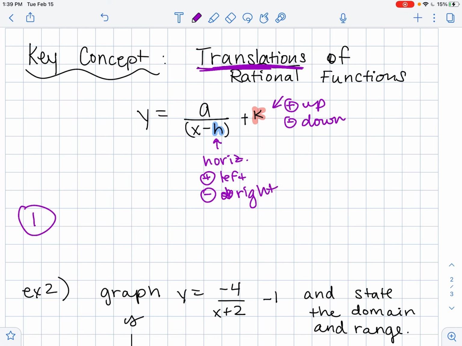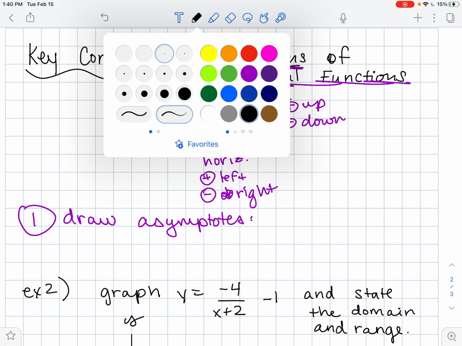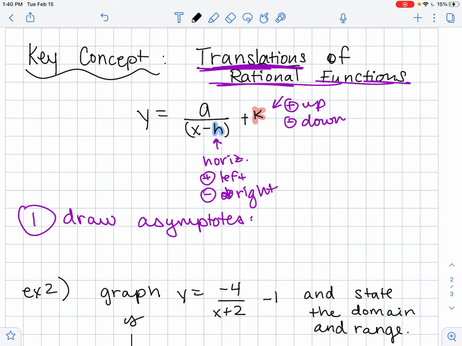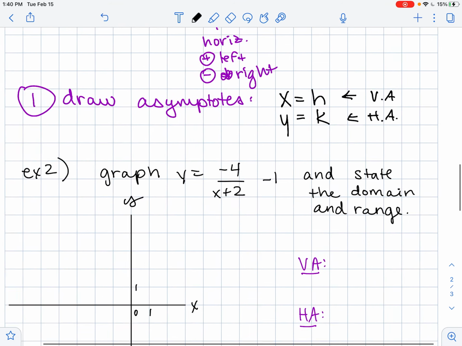So for number 1, in order to do translations of rational functions, first you're going to look at your asymptotes. You're going to draw your asymptotes first. We're going to start there because everything's going to be coming from those asymptotes, or that's the boundary. So x equals the h value, whereas our parent function was x equals 0, and our y equals the k value after the minus. So remember, this is your vertical asymptote, and this is your horizontal asymptote.